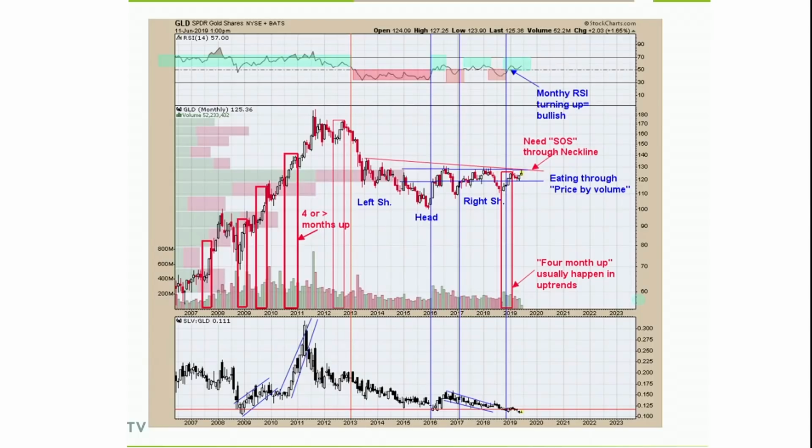So we've got price by volume eating through this 120, 130 area. Again, we'll need a sign of strength to get through it. We think that's a possibility because we've been up 4 months in a row. That was a consolidation. Now we're trying to rally through that line. If you notice, the month of June so far is up, and May was an up month. So we think we could see some volatility very near term.